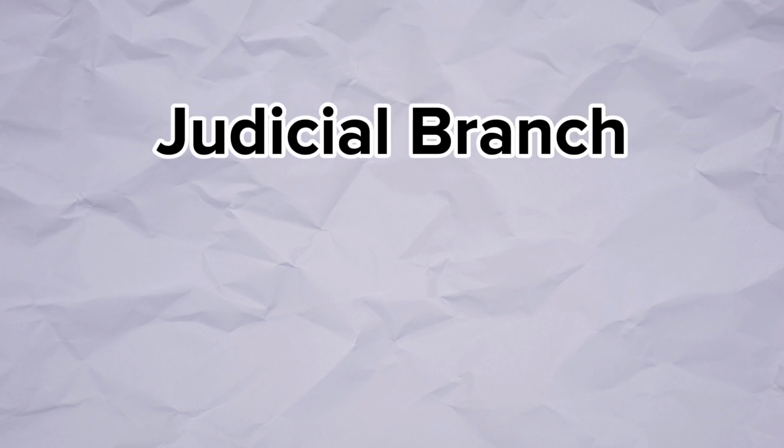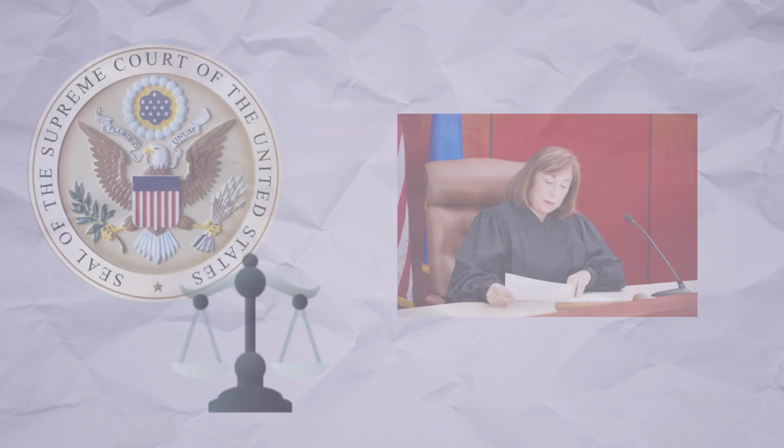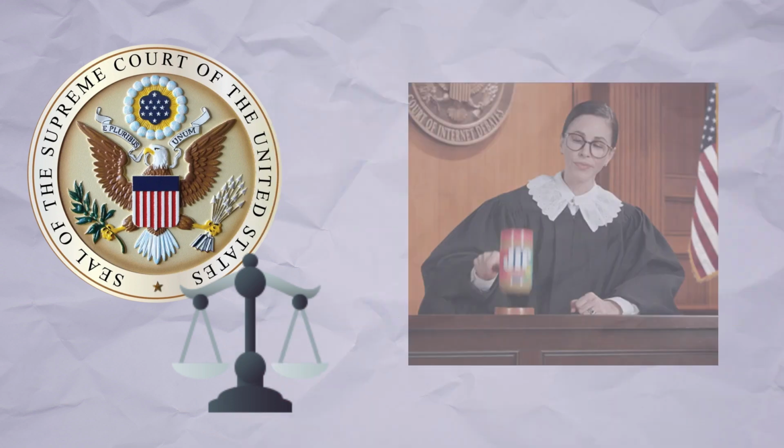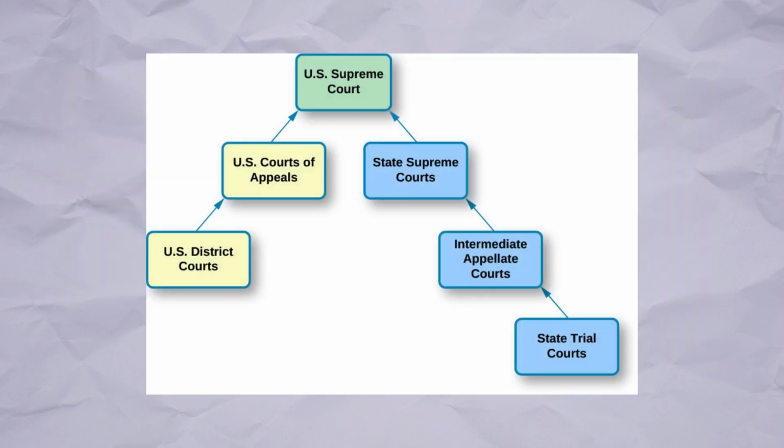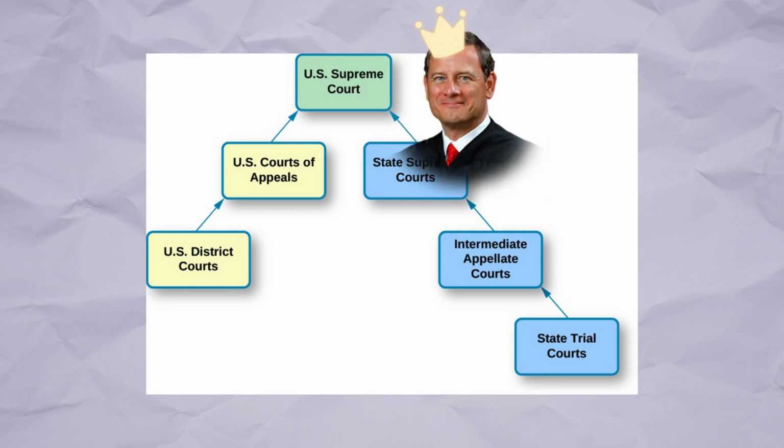The Judicial Branch. Responsible for interpreting laws, resolving legal disputes, and ensuring that laws are applied fairly and consistently. The judicial branch is composed of a hierarchy of courts, with the highest court being the Supreme Court. The Chief Justice of the Supreme Court is both the Chief Judge of the court and the administrative head of the judiciary.